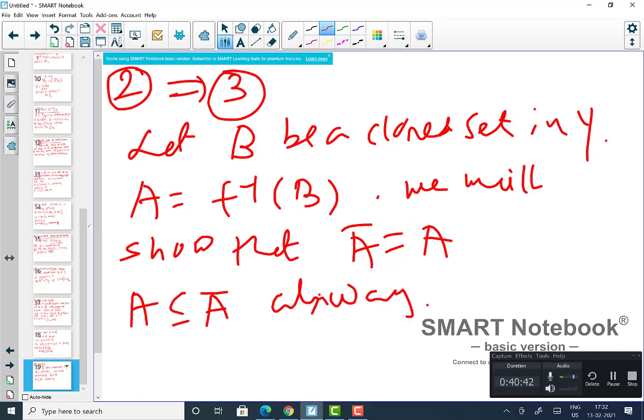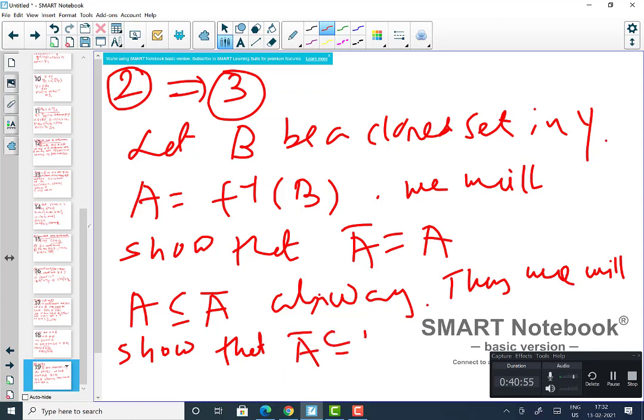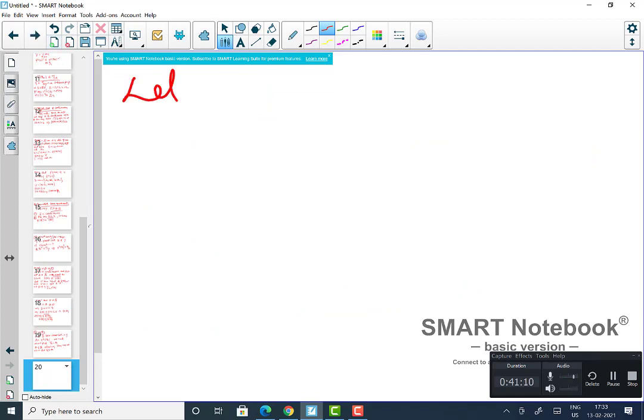So what we need to show? We will show that A closure is a subset of A. That we need to show only. So what does that mean? That means every element of A closure is also an element of A. This is the only thing we need to show. Okay, so let me start with an element of A closure. So let x belong to A closure.